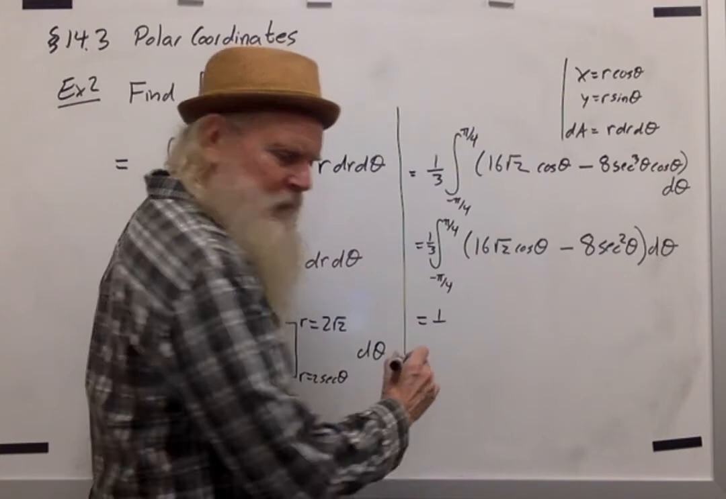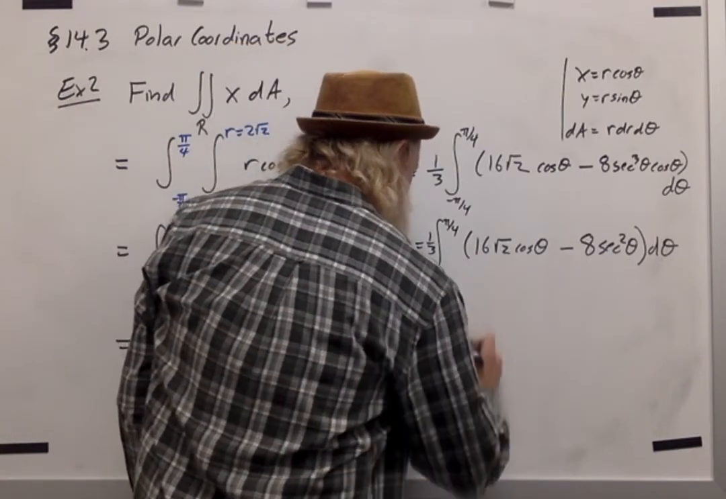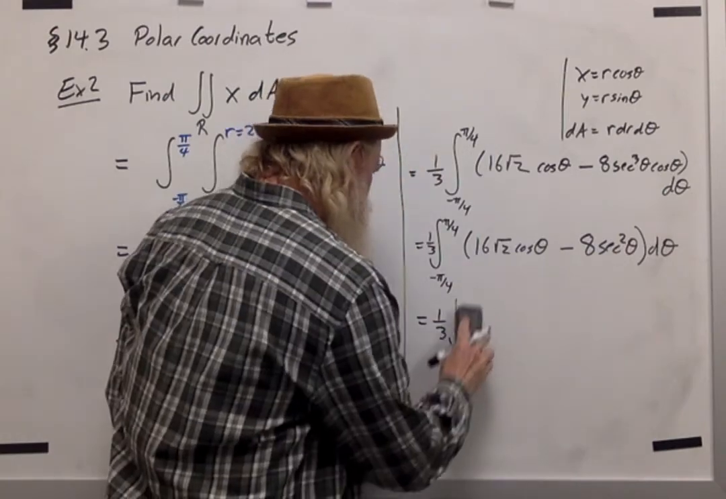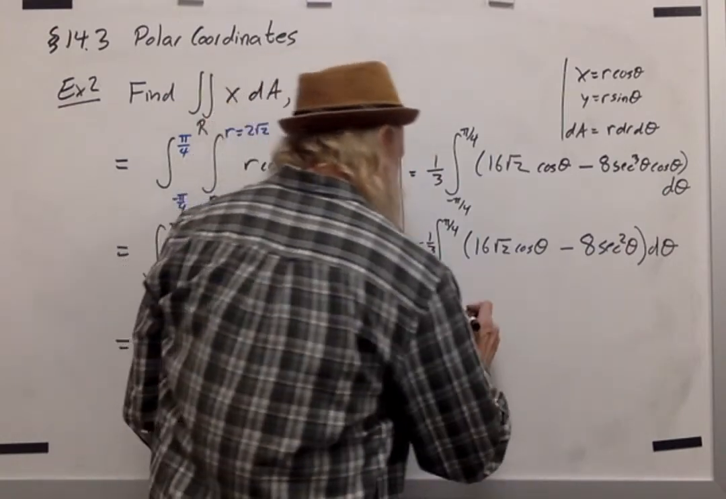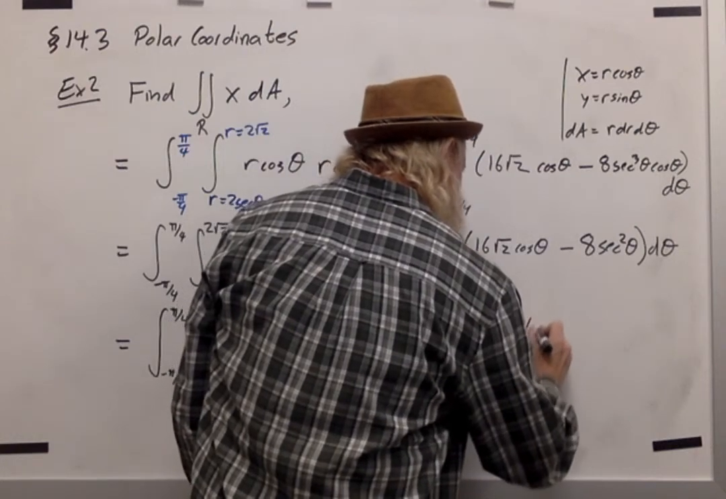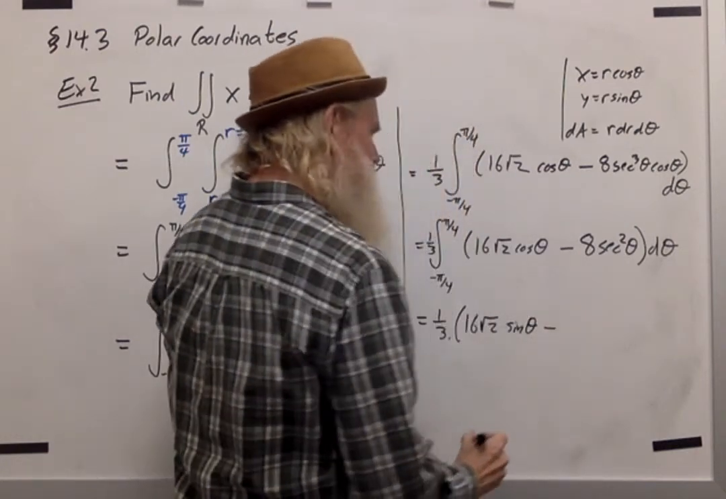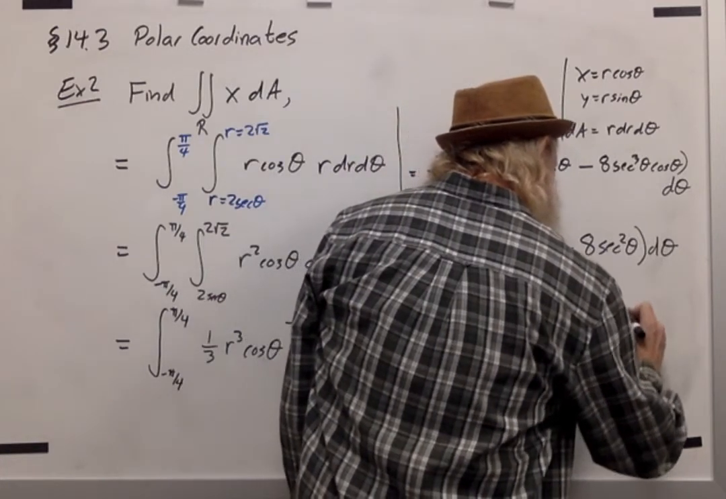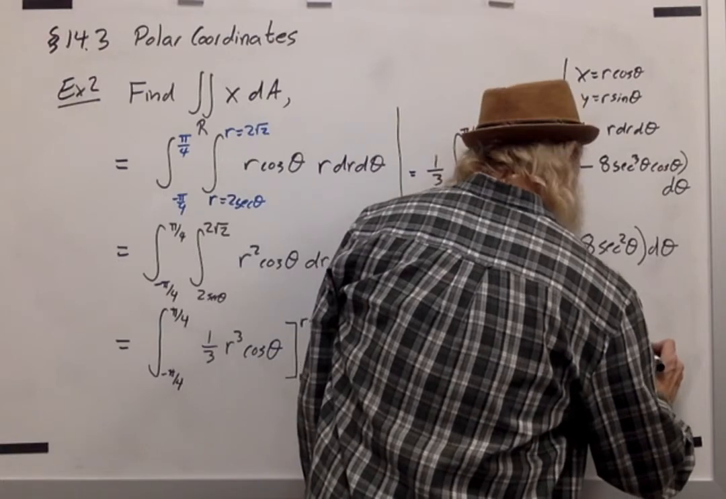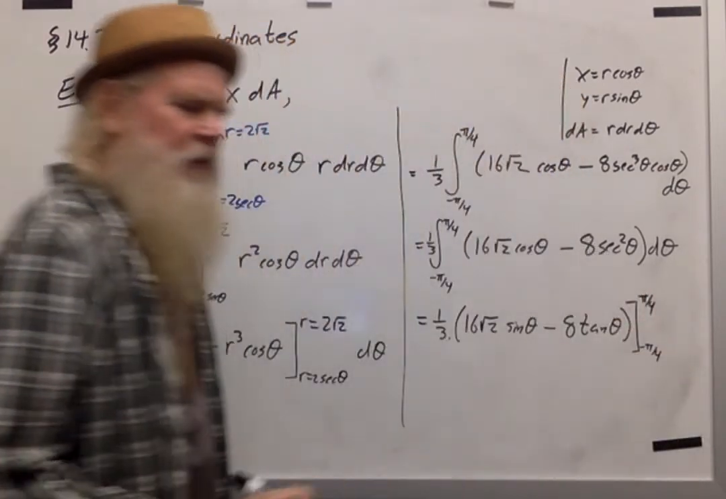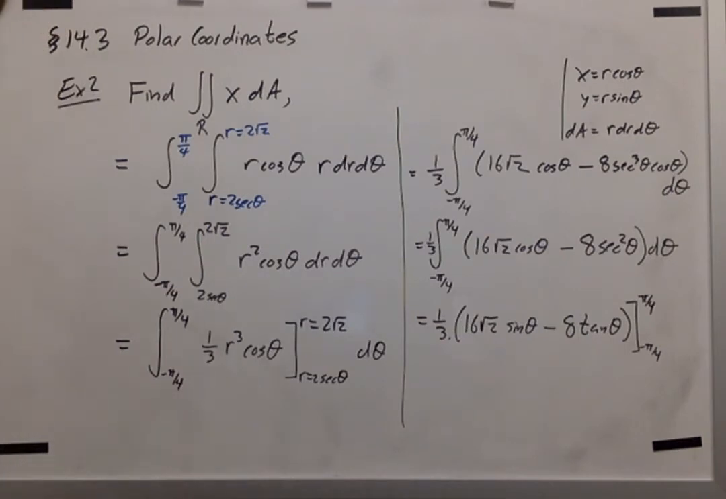So I have 1/3, the integral from negative pi over 4. Oops, I'm carrying out the integral. I have 1/3 times 16 root 2 sine theta minus 8 tangent theta, taken from negative pi over 4 to positive pi over 4. So let's plug in the endpoints and subtract.